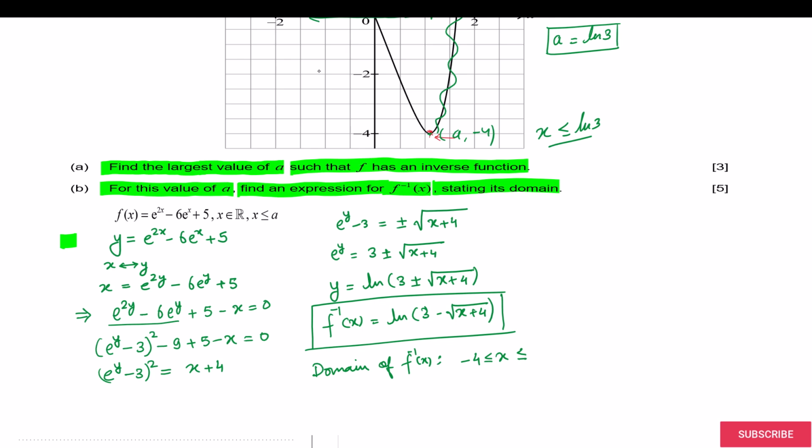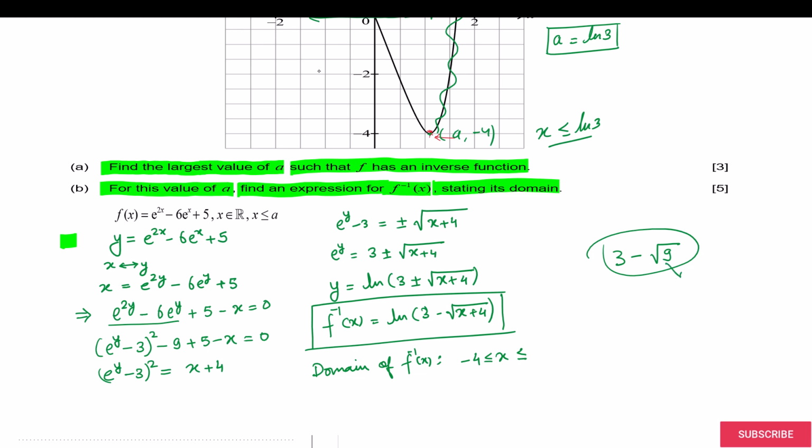See, if we look at f inverse x, this is 3 minus root x plus 4, and we know the rule that the input for the logarithmic function can never be less than or equal to 0. It means the square root, 3 minus whatever is there, cannot go below 0. So it can be at maximum 9, not more than that. Otherwise you will not get a valid function of f inverse x.